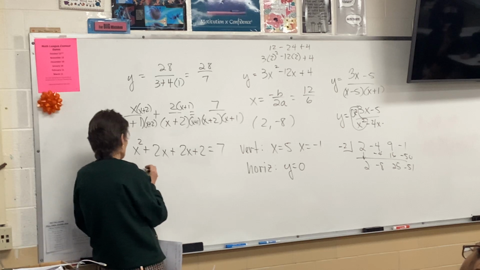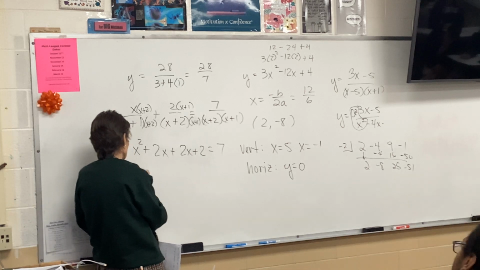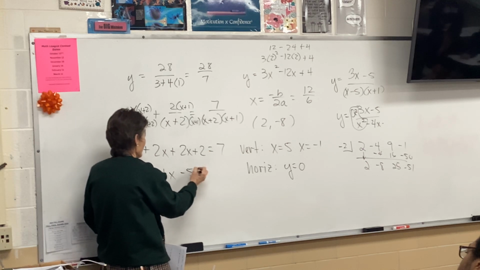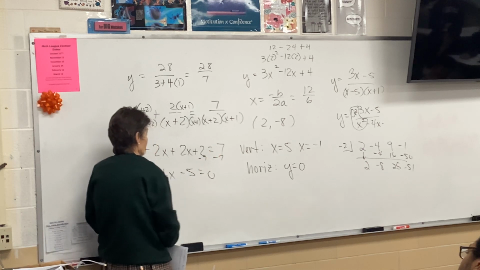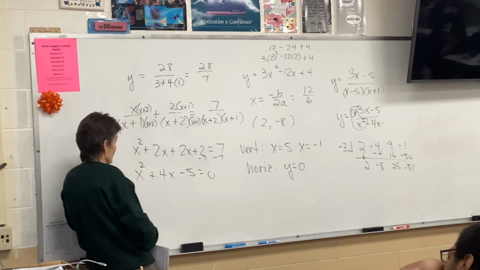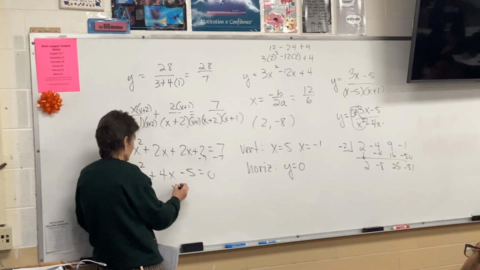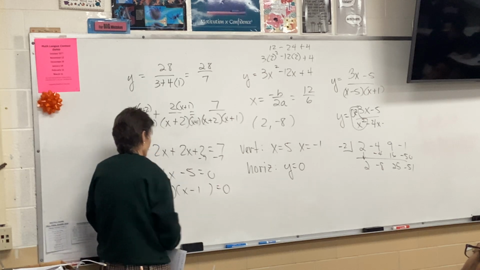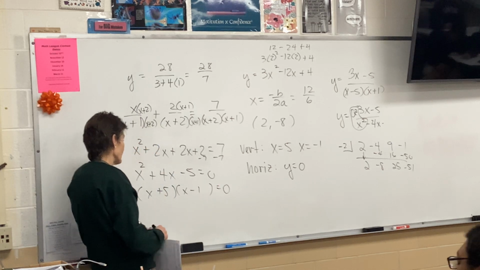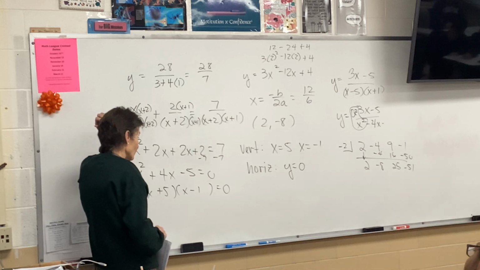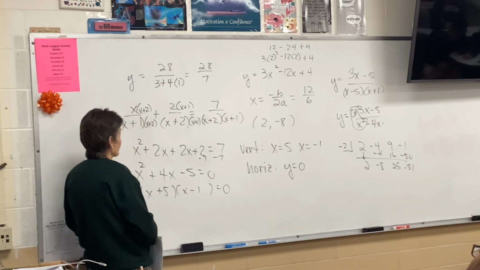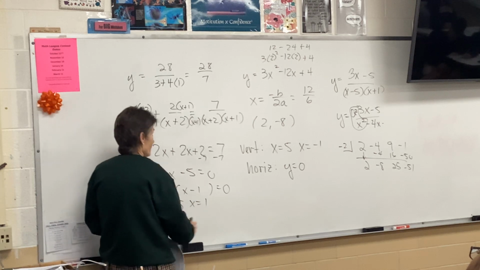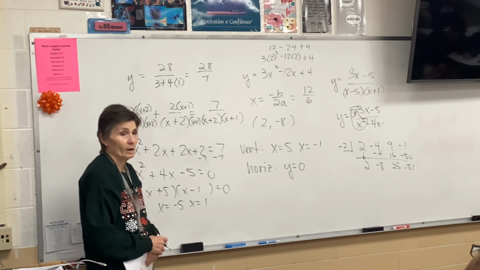And then collect like terms, and let's move that 7 over. So x squared plus 4x minus 5. I subtract 7. That factors. Double check my factoring, make sure I did that right. And so what are the answers to the problem? X equals -5 or positive 1.